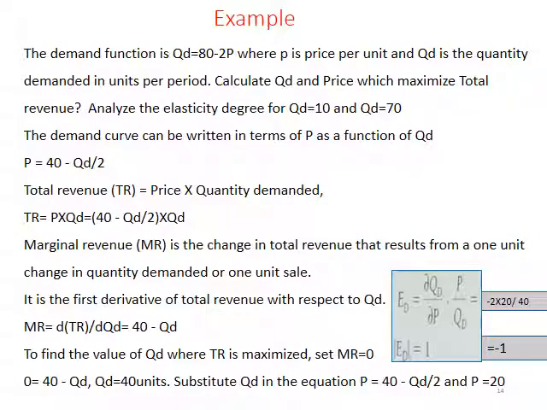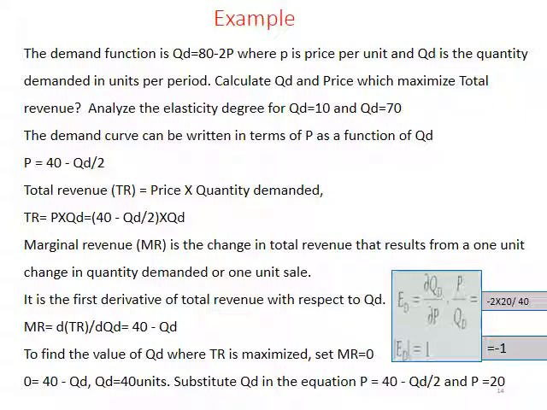Here is an example. The demand function is given by the equation like this, where P is the price per unit and QD is the quantity demanded in units per period. Calculate QD and price which maximize the total revenue. And the other question is to analyze the elasticity degree for QD equals 10 and QD equals 70. The demand curve can be written in terms of P as a function of QD. So we isolate P from this equation and we write it as this.